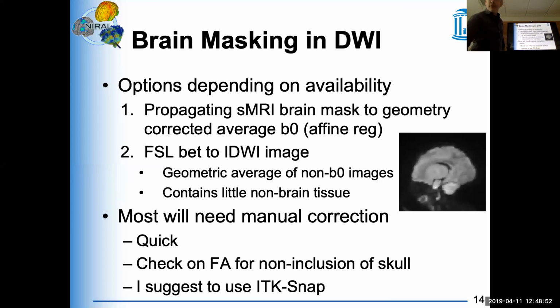A quick question about this first option. What tool would you use for propagating the structural MRI? If you're using FSL, you can use FLIRT. In Slicer, you would use the general registration tool, which uses BRAINSFit underneath.